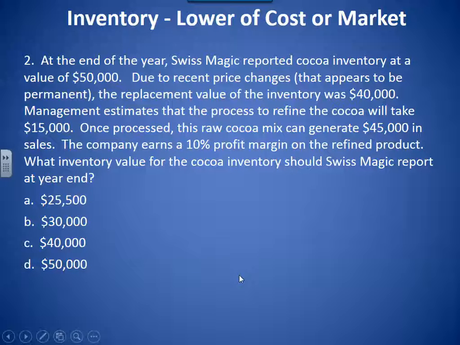So go ahead, look at the problem, stop your video, and when you're ready for the answer, go ahead and restart.